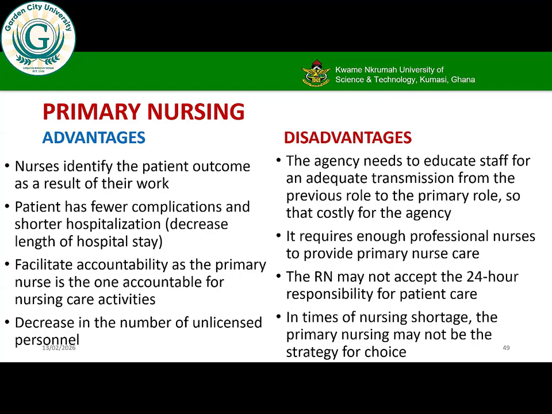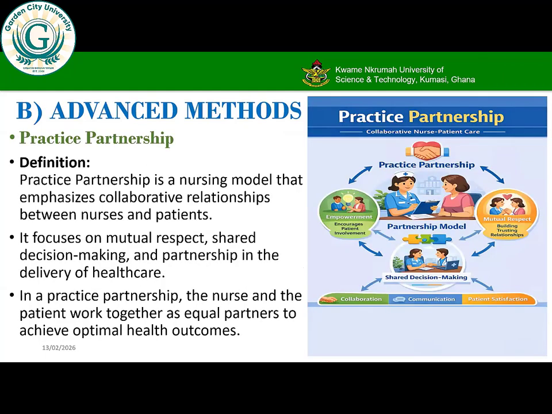The case method, team nursing, modular nursing, partnership, and all those things. Okay, so these are the more advanced ones. Practice partnership, the more advanced methods. So we have B, the traditional method, and the more advanced methods. So traditional, we have the case method, primary method, team method, modular, and the like. And with the advancedness, we have the practice partnership.